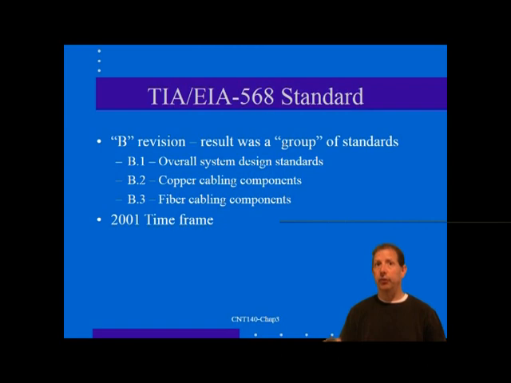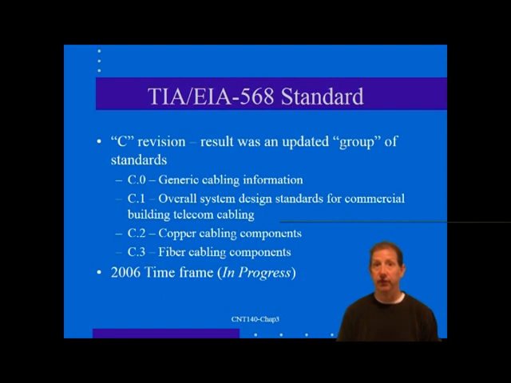each standard division proceeded independently of the others, although the overall goal remains to revise the overall standard on approximately a 4-year cycle. So now we have the latest -C revision, which is upon us. And a new section called the C.0 has been added. The C.0 section will cover generic cabling information, while the C.1 section will continue to cover the current design standards for commercial building telecom cabling, as well as supporting newly emerging ones.